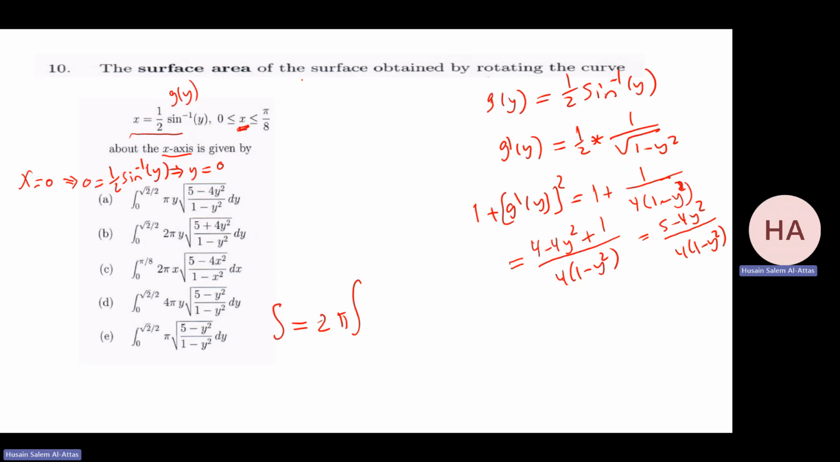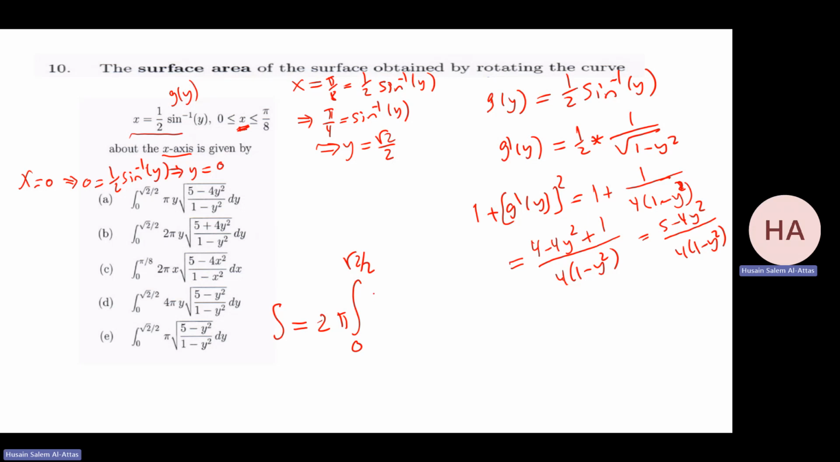Okay. If x equals pi over 8, then pi over 8 equals half sine inverse of y. That implies pi over 4 equals sine inverse of y. What will y be? It will be square root 2 over 2. So I have from 0 to square root 2 over 2. These are the y values.